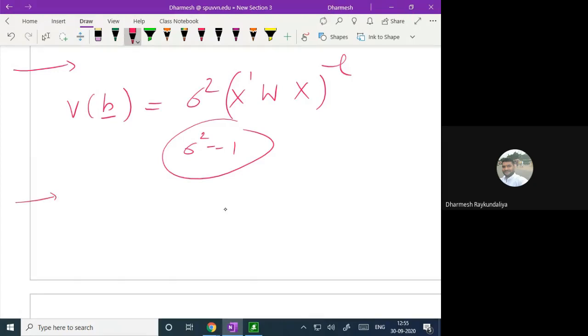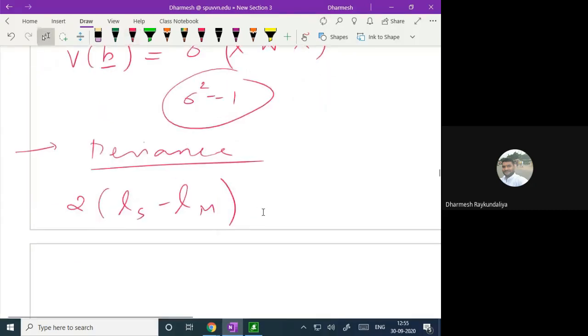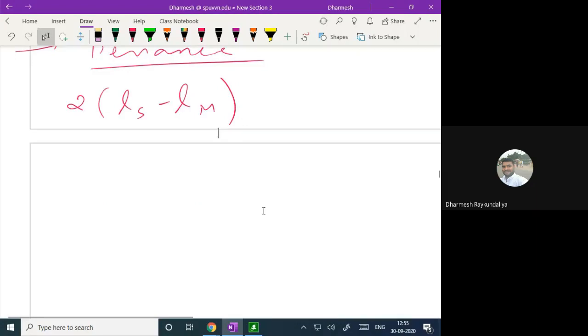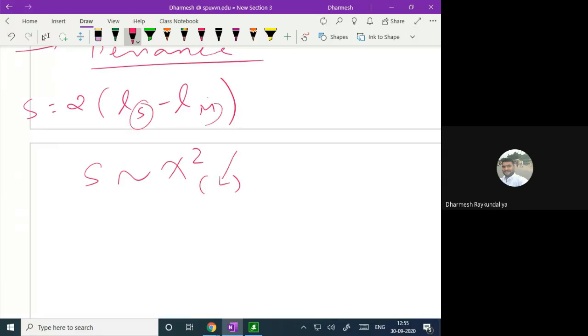Now we are going for the testing of parameters. Before going over the testing of parameters, to check whether the model is good or not, we calculate the deviance. And what is the deviance? Deviance is nothing but twice of LS minus LM. LS means likelihood under the saturated model, LM means likelihood under the model under consideration. And the deviance has a chi-square distribution with degrees of freedom equal to the number of observations minus the number of parameters.